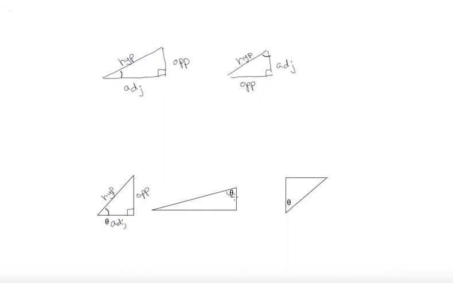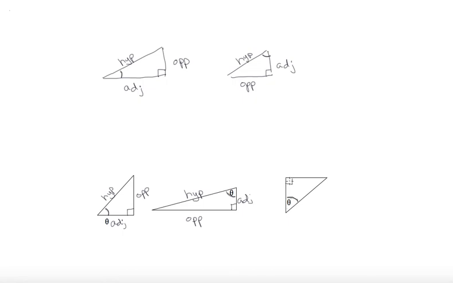Here, this is our theta. This is our right angle. The side opposite the right angle, so the two sides that make the right angle, and here's the hypotenuse. Then the side that makes the angle with the hypotenuse, that's our adjacent, and the one that's not touching that angle, that's the opposite.